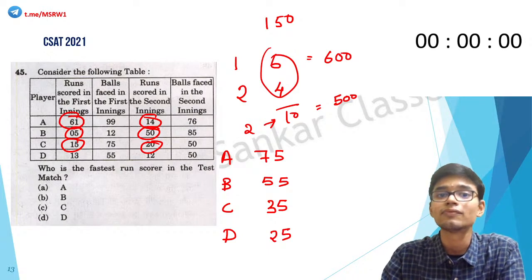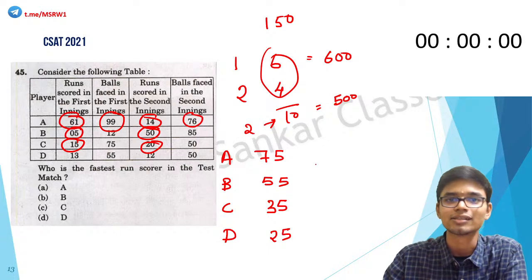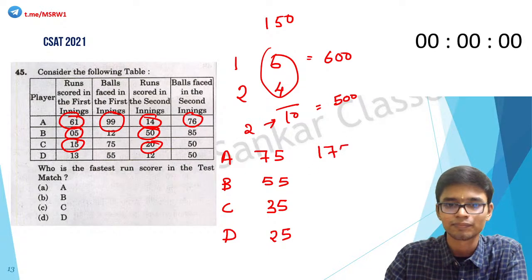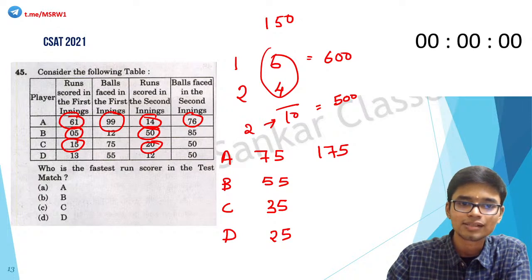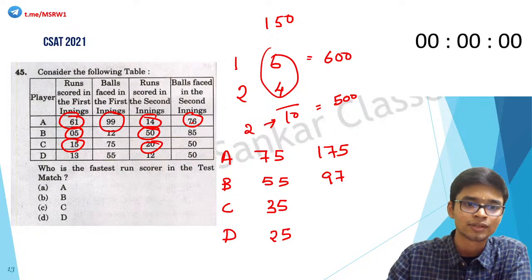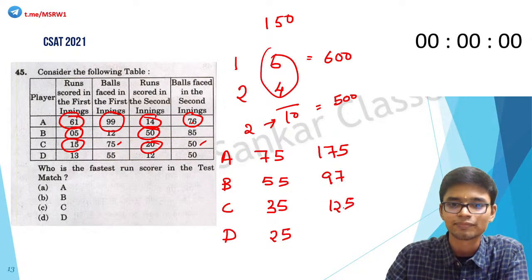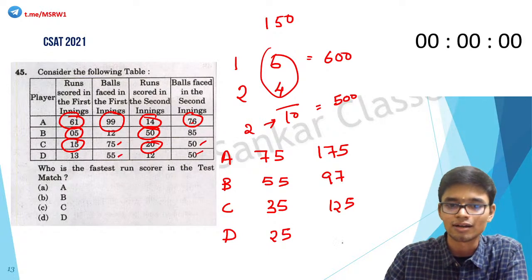Now, total balls faced. 99 plus 76 is what? 175. Correct? 12 plus 85, 97. 75 plus 50, 125. 55 plus 50, 105.